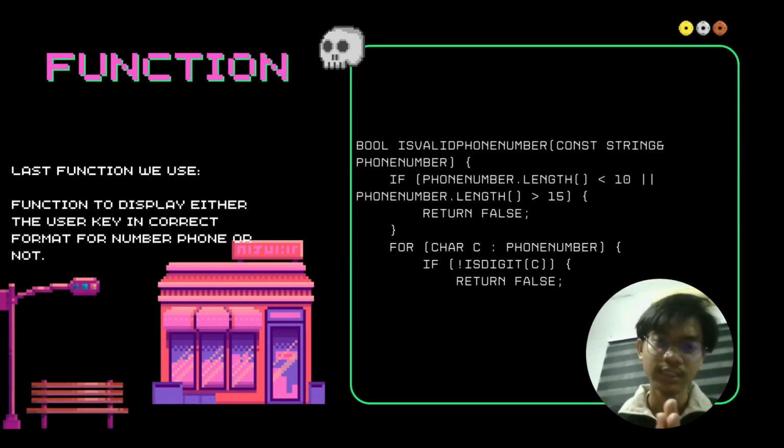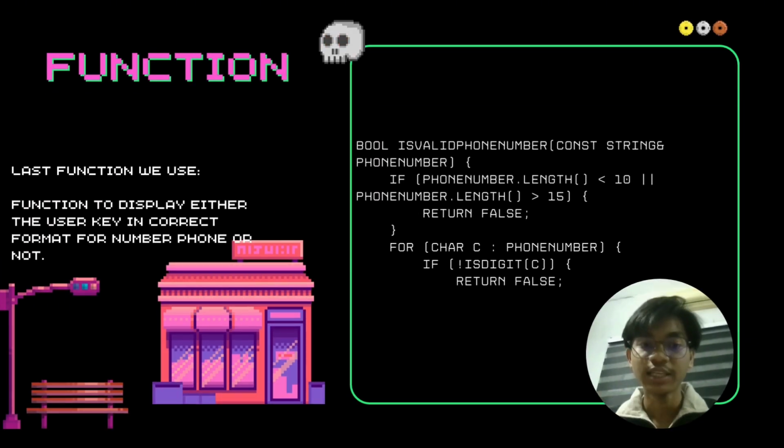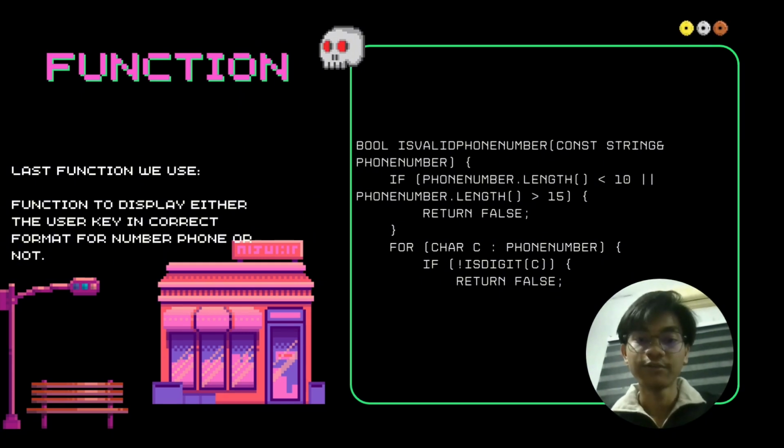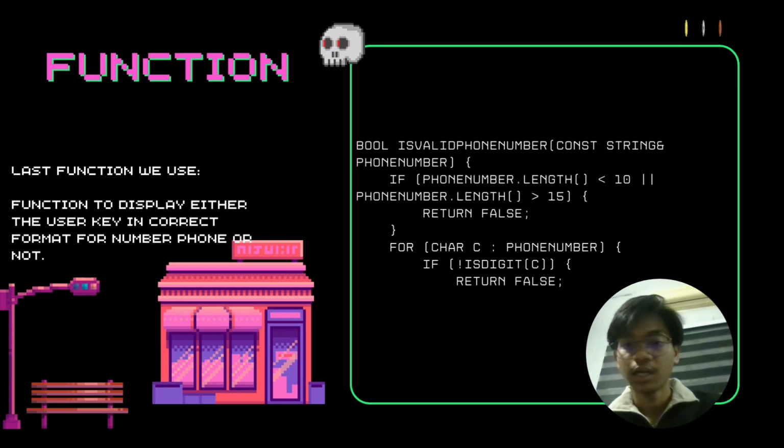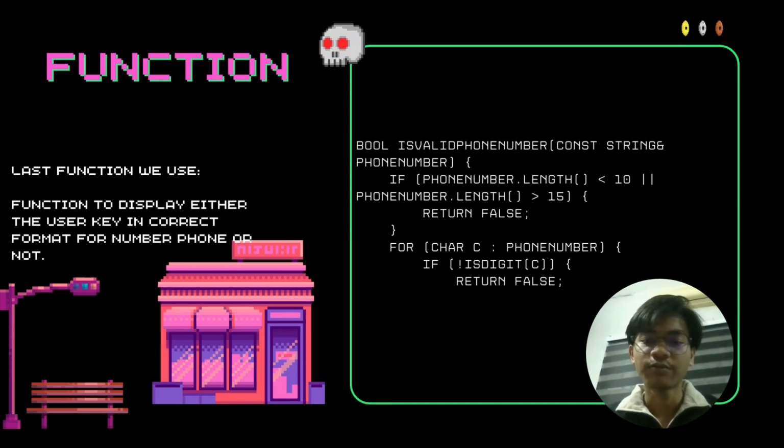And lastly, the function that we use is a function to check whether the user keyed in the correct format for a phone number or not. We use this when we ask the customer to enter their phone number. If the customer enters a wrong format for their phone number, we will ask the customer to key in their phone number again until the format is correct.